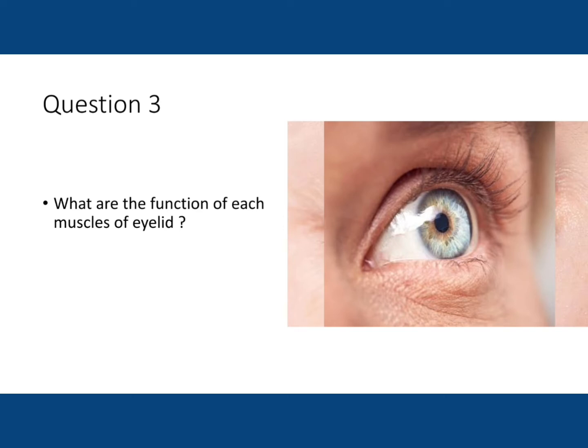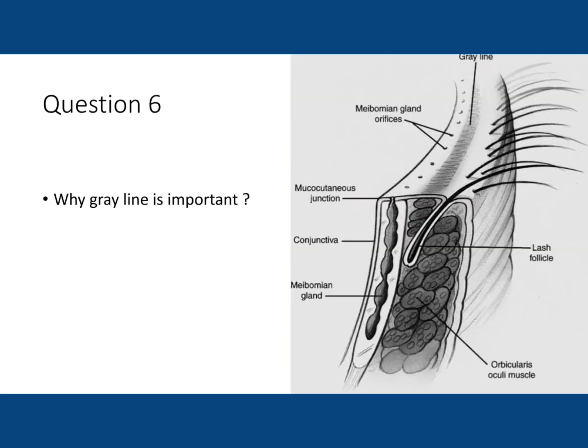What is the normal height of palpebral aperture? Palpebral aperture, this opening, is called palpebral fissure height. The height should be 10 mm. This is the normal range, 10 to 11, not more than that, not less than that.